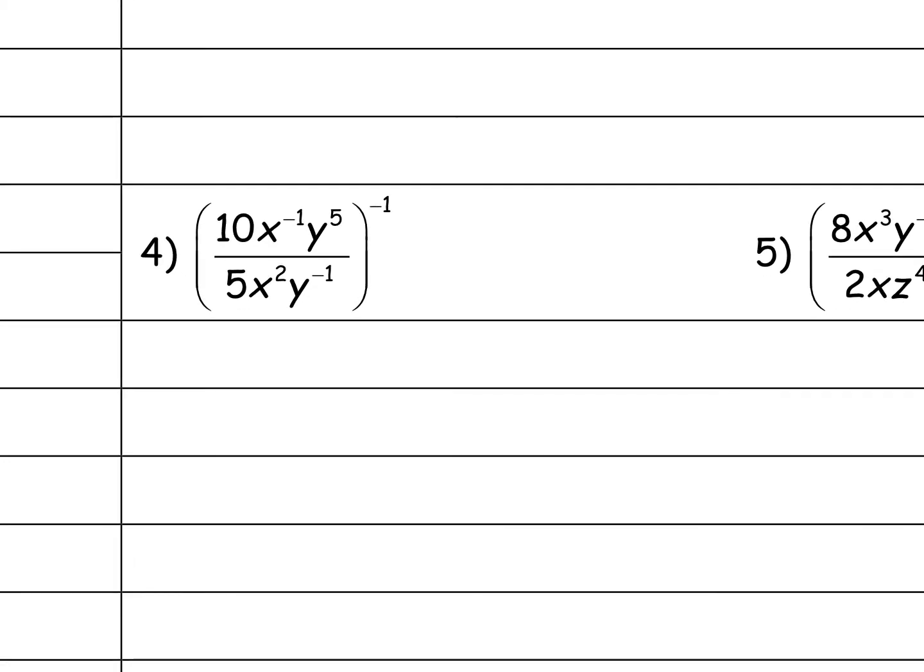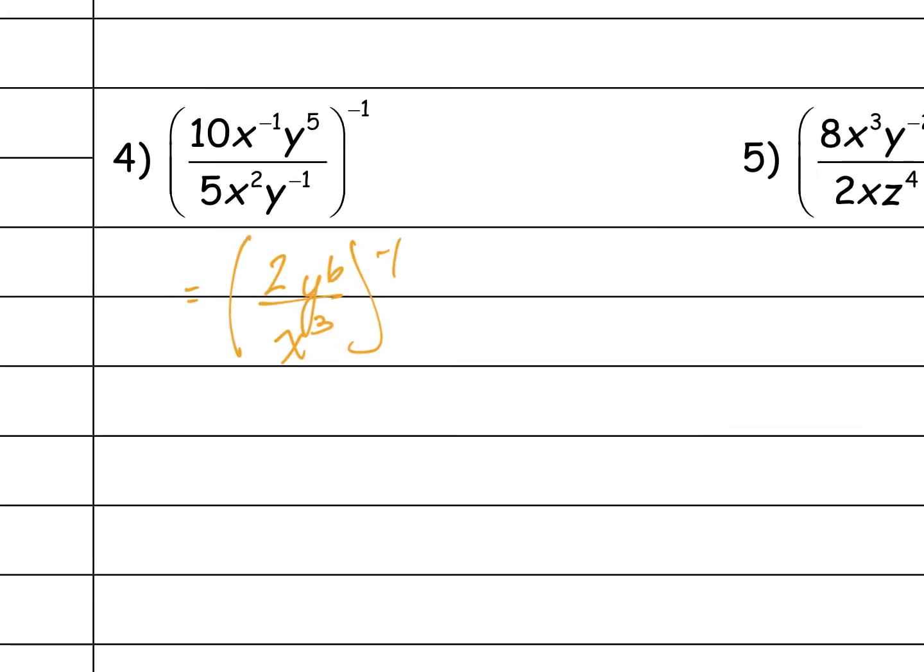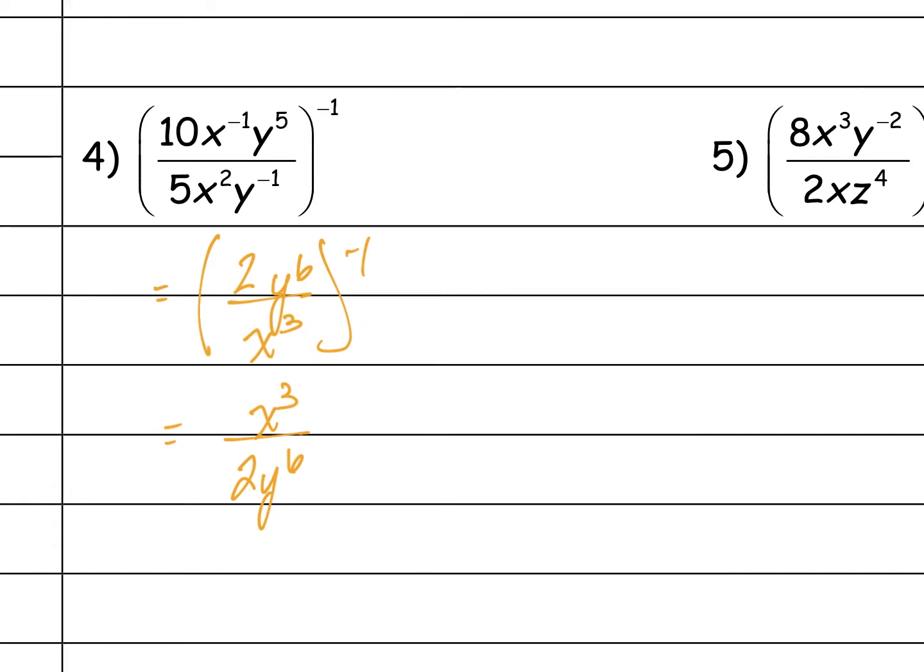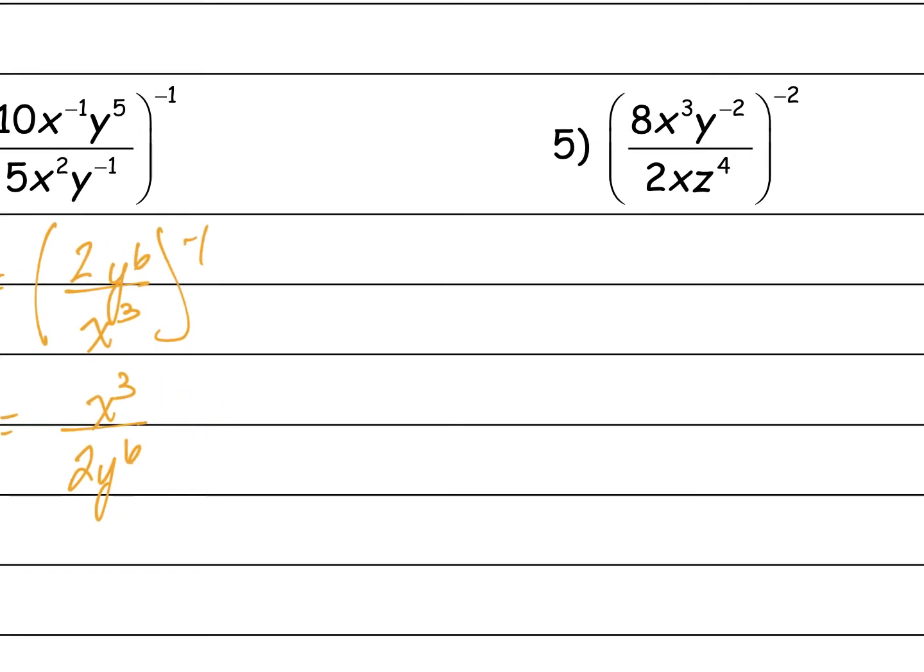Let's see. I'm going to simplify the inside, and I'm going to get 2y to the 6th over x cubed, all to the negative 1. So that means my answer should be x cubed over 2y to the 6th. Okay? And then number 5, let's see if I simplify.